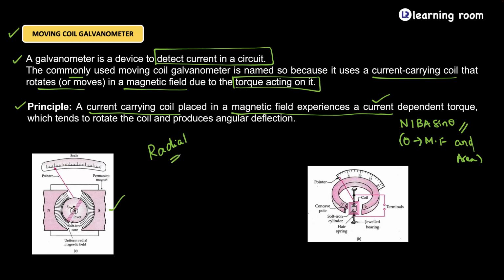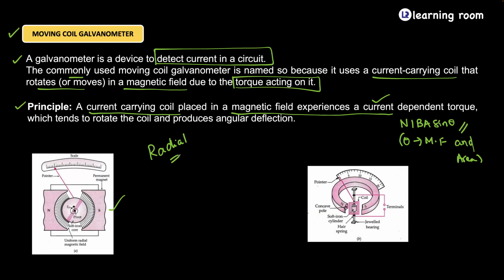Are you able to understand? So basically, the construction is very simple. What does it have? Let's come from the beginning. Let's just summarize it. It has 2 permanent magnets. And how are those 2 permanent magnets? They are cut in the form of a concave shape. And why is that concave shape produced? To produce a radial magnetic field.